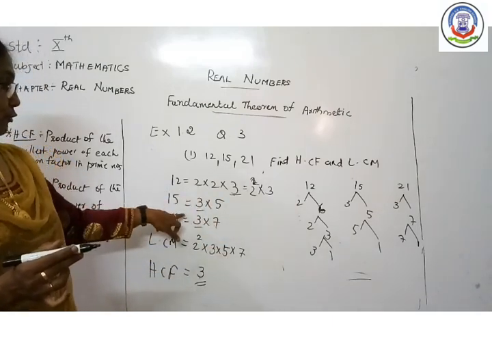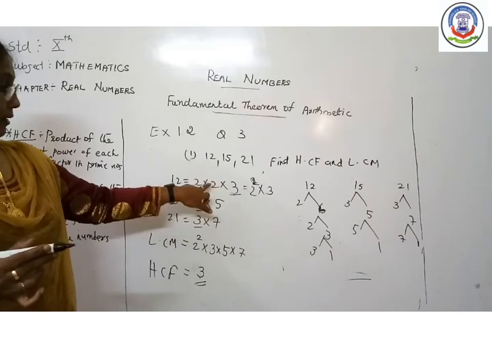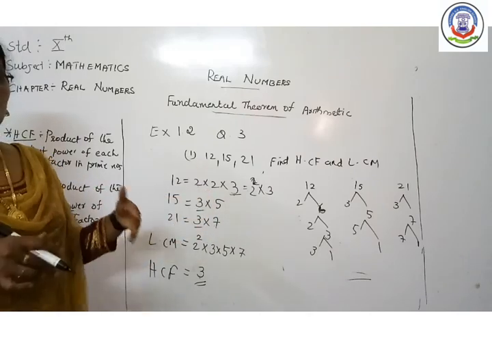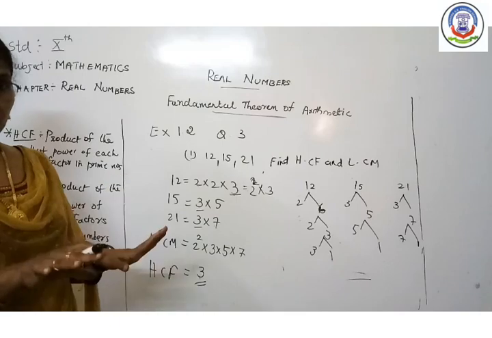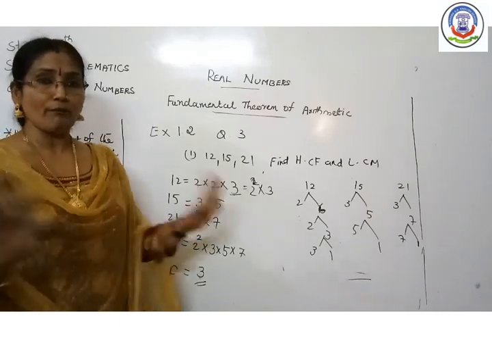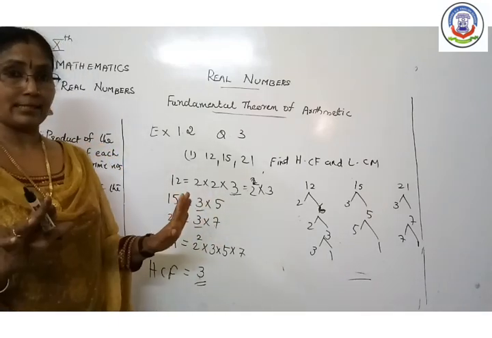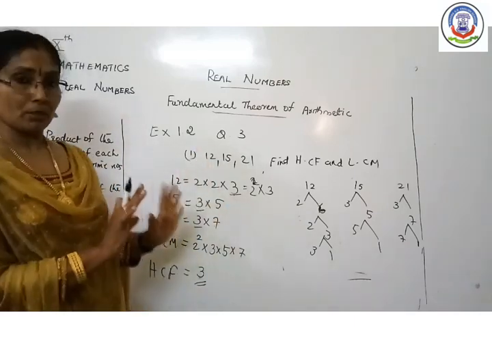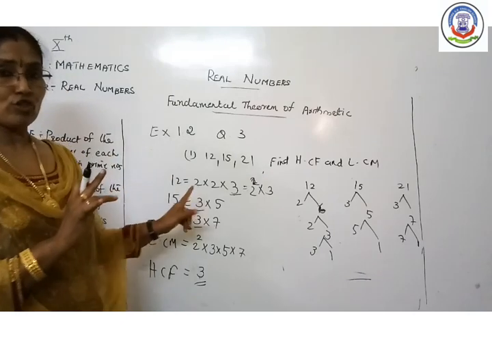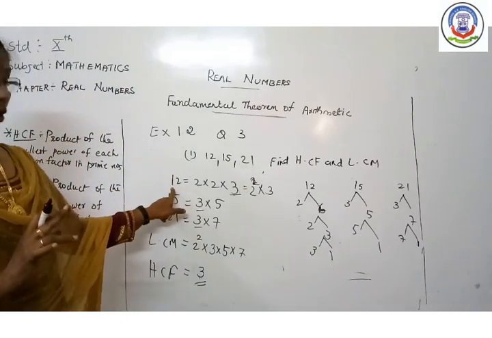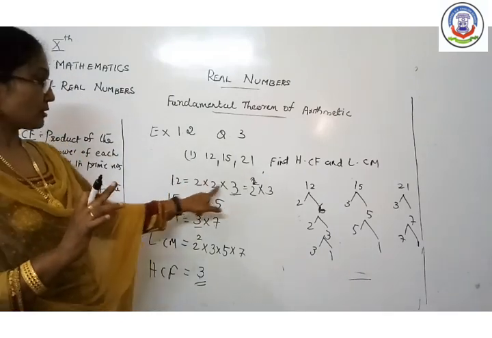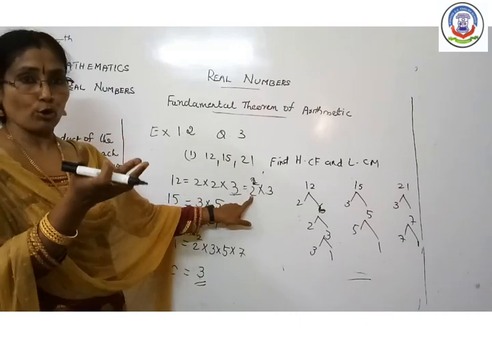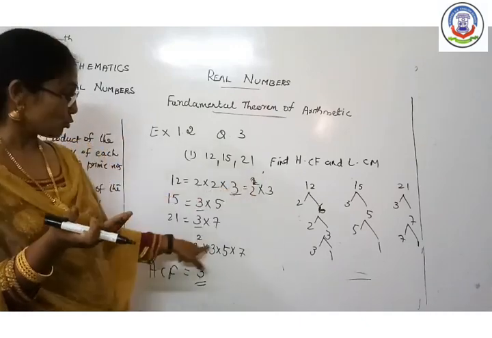You might have a confusion: here 5 is not there, and in this one 5 is not there, so should it be taken into account for the LCM or not? Yes, I already mentioned that all the factors should come in the LCM. After writing all the prime factors, you have to check whether the power of any prime factor is more in any of the composite numbers. If the power is more, then you should write that here.